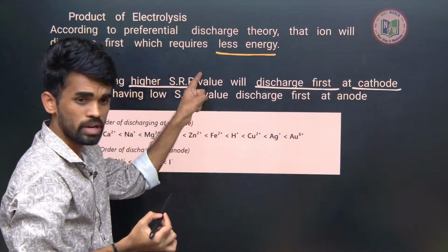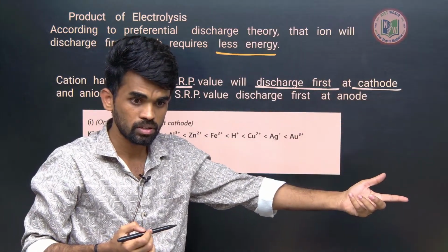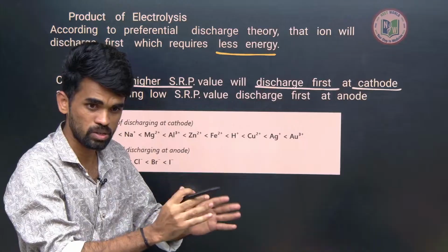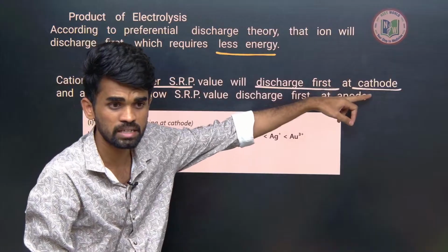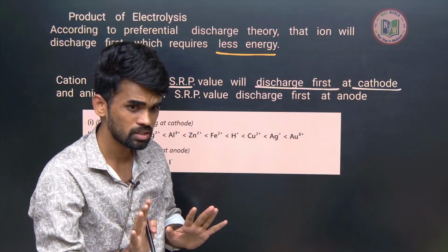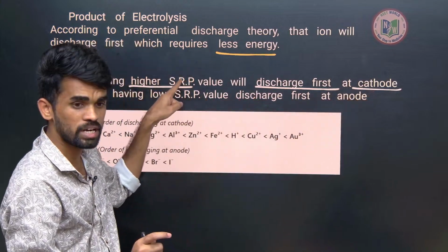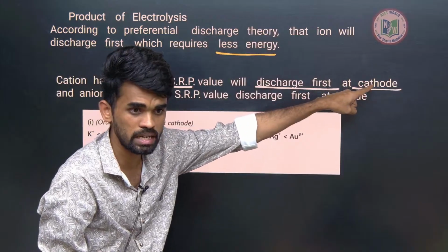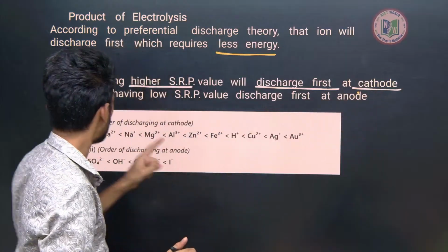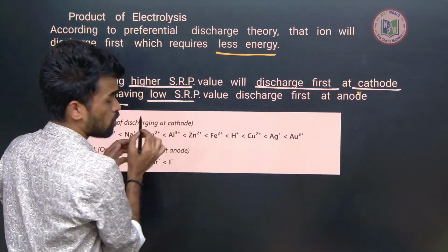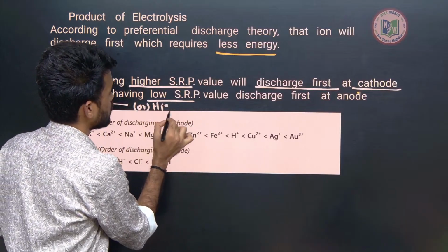The one which has more SRP value, standard reduction potential, easily undergoes reduction. More reduction means what? It should have a more positive reduction potential value. That will discharge first at cathode. So at cathode what happens? Reduction takes place at cathode. The one which has more reduction potential will reduce at cathode readily. Is that clear? Based on this, we have these orders. Now one more thing: the anion having low SRP, or we can say high SOP.